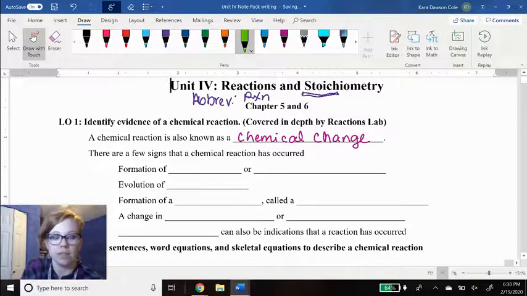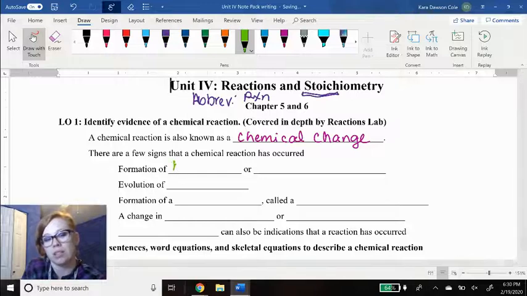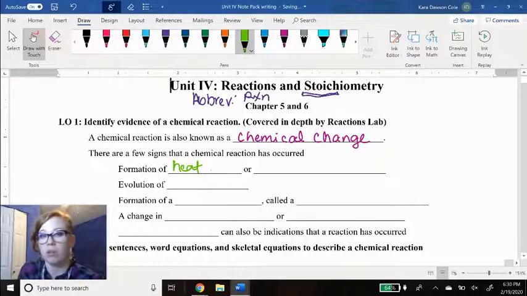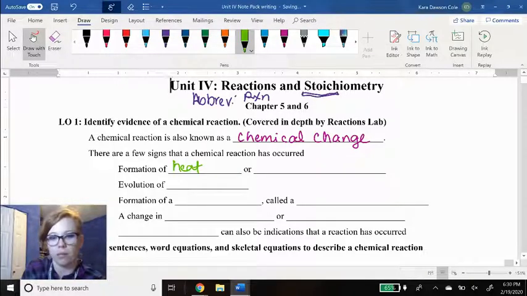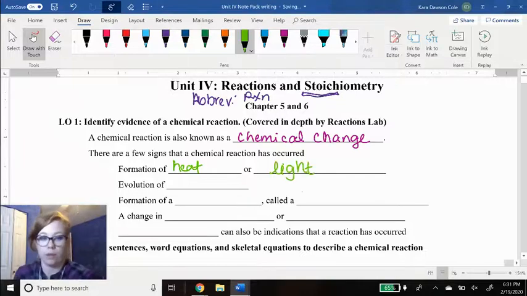So a few signs that a chemical reaction has occurred is there's formation of heat or there's changes in heat. So that means I can either form heat or I can take away heat. So it gets hot or it gets cold. Both of those things happen. Either one of those things can happen, and I can tell that a chemical reaction has occurred. Or we get this formation of a light. So the first sign that a chemical reaction has occurred is the formation or change in heat or light.